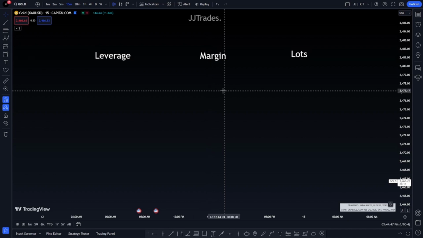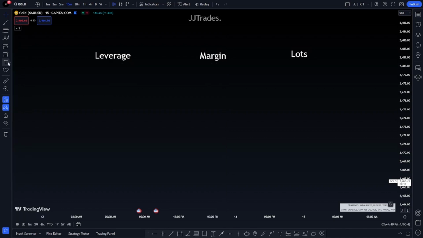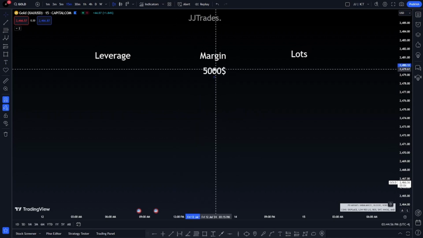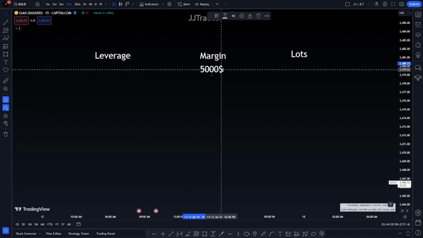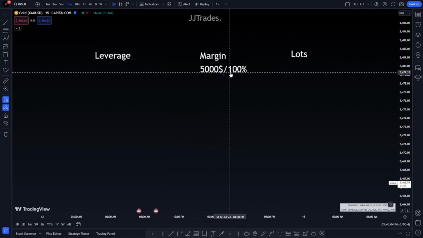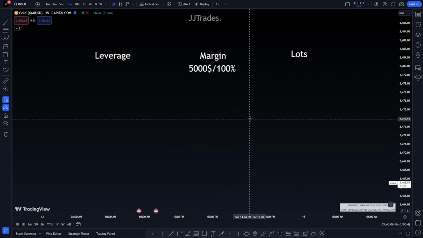So let's say you have $5,000 in an account, okay? So 5,000 is 100% of your leverage, or 100% of your margin. That's all you got. 5,000 is 100% of your margin, okay?